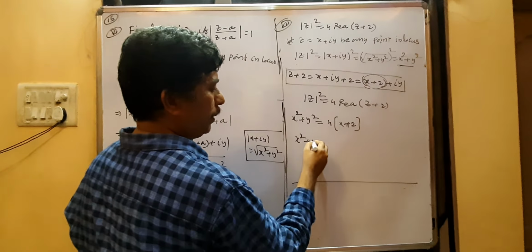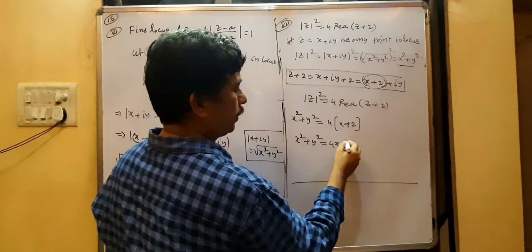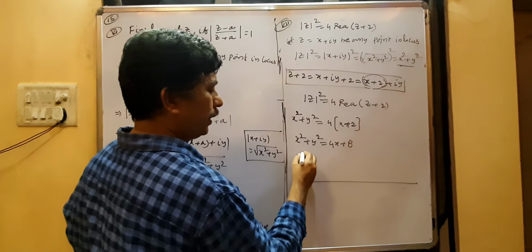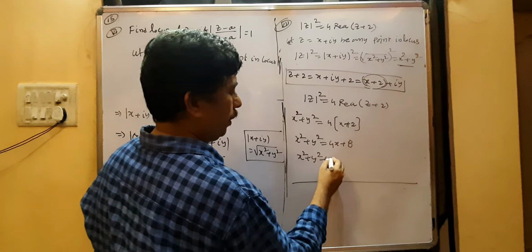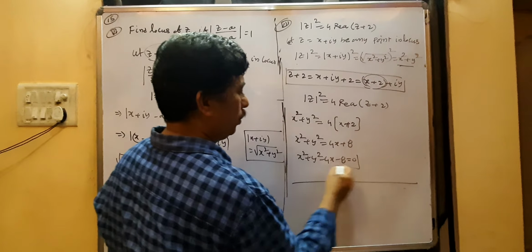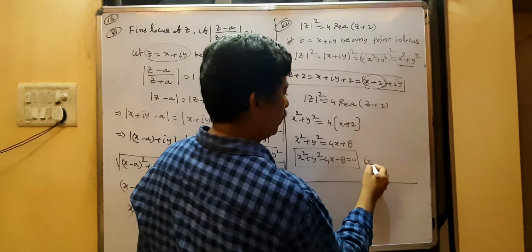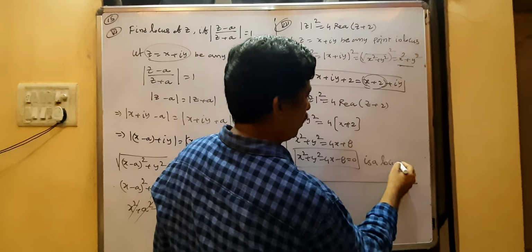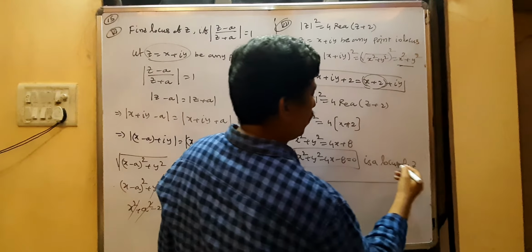So x square plus y square equal to 4x plus 8. Taking 4x plus 8 to the left hand side, x square plus y square minus 4x minus 8 equal to 0 is the locus of z. Copy it.